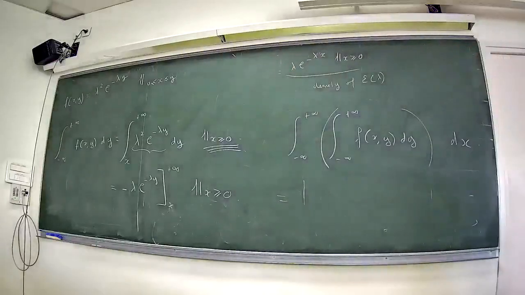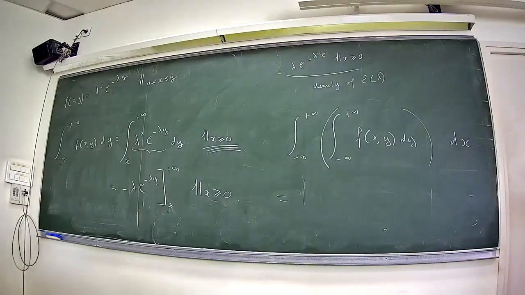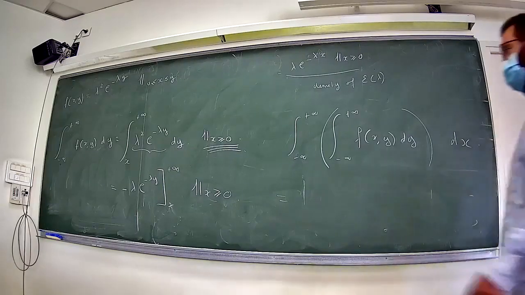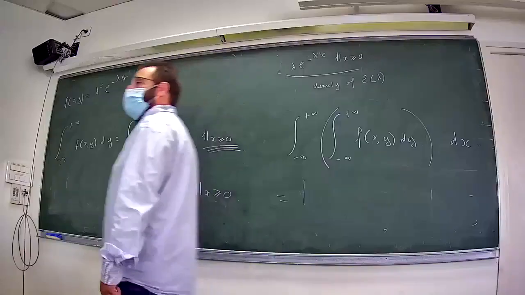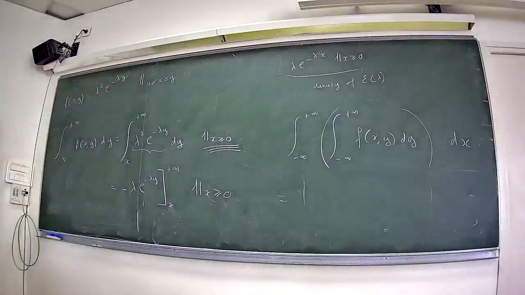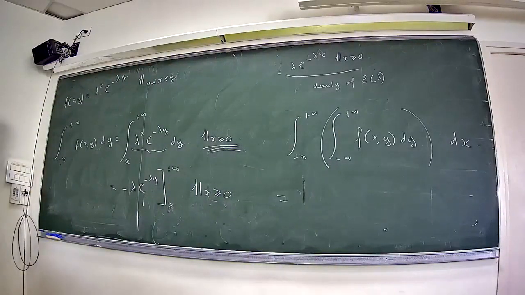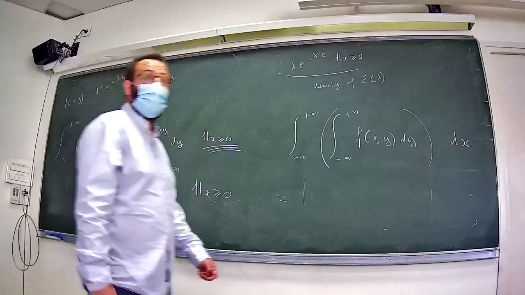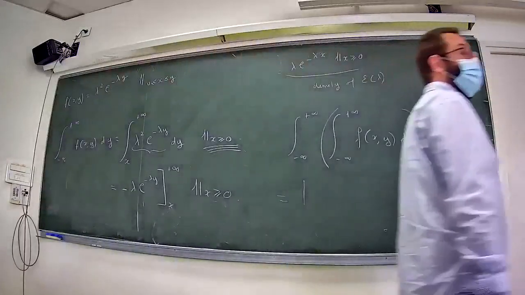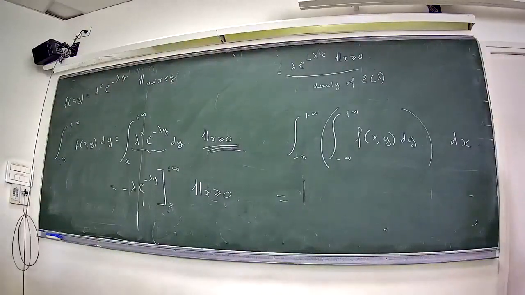I obtain 1, because what I have inside is the density of an exponential of parameter lambda. When I compute its integral, I obtain for sure 1. Keep in mind that in this course, since we have defined several density functions, we have several mappings with integral equal to 1. And you are going to see that in order to compute integrals, we are going to use this result a lot of times.